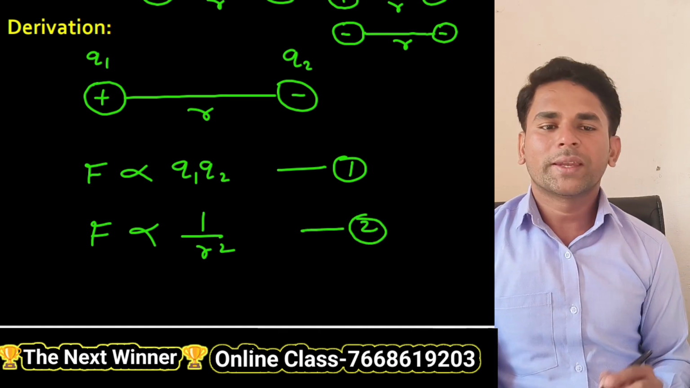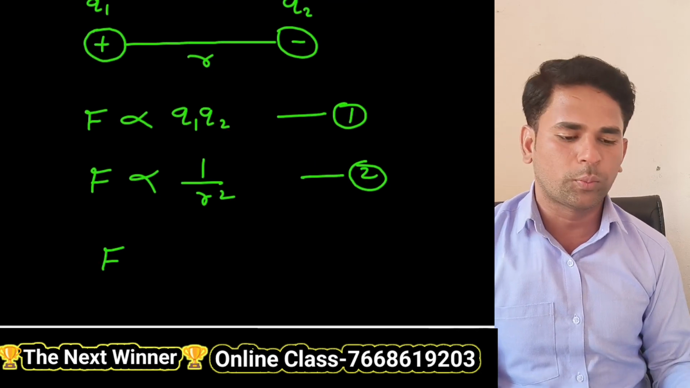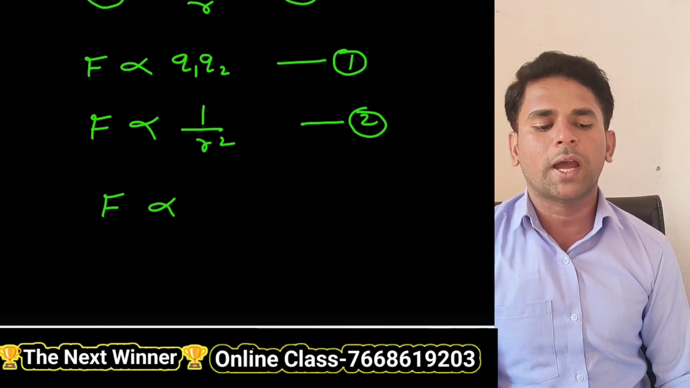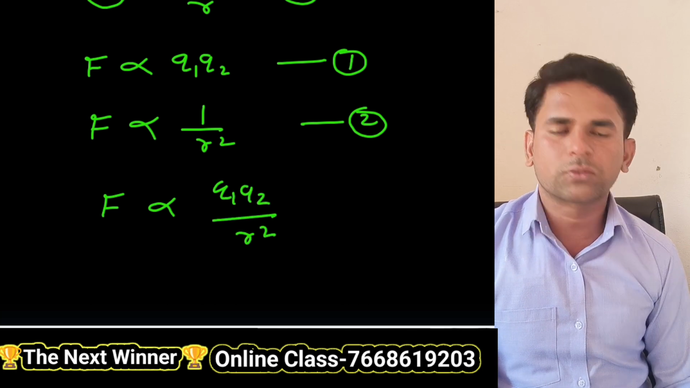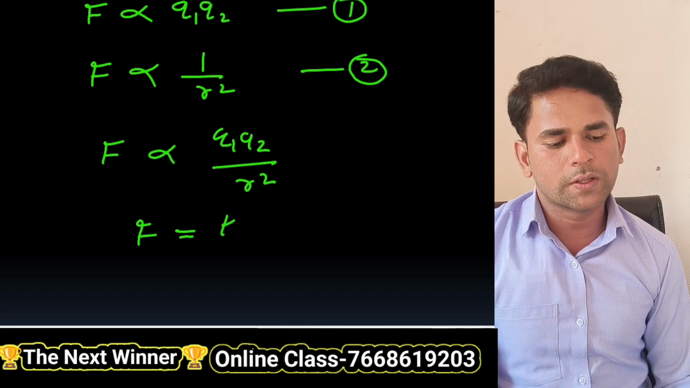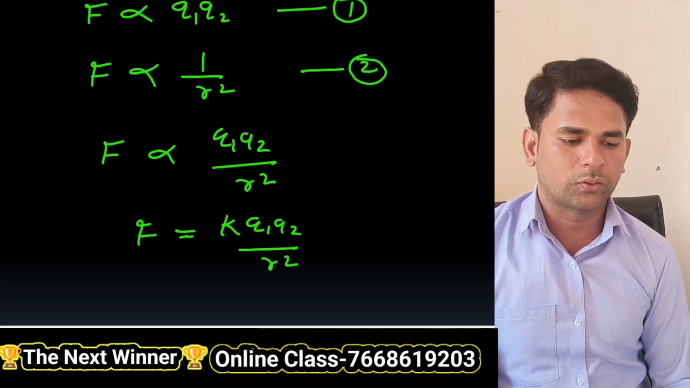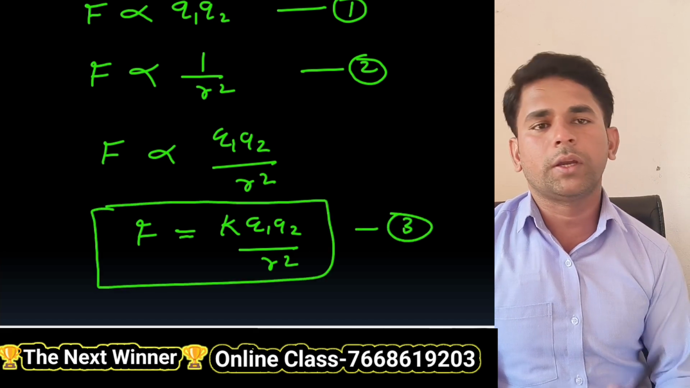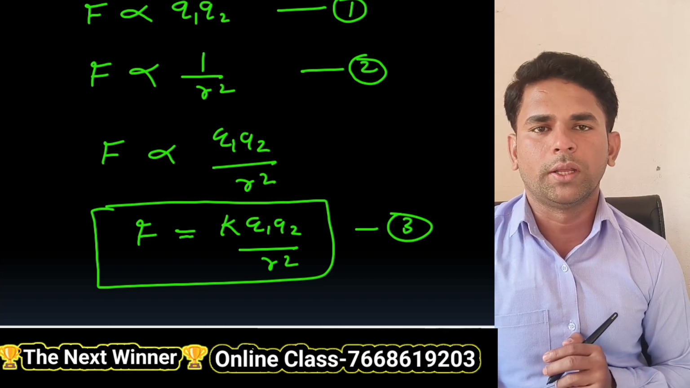Now next, we are going to remove this proportionality. Combined, we write F is proportional to q1 q2 upon r square. Now you can remove the proportionality sign and apply one constant k, so F equals k into q1 q2 divided by r square. This is the Coulomb's force formula between two point charges, or between two charged bodies.